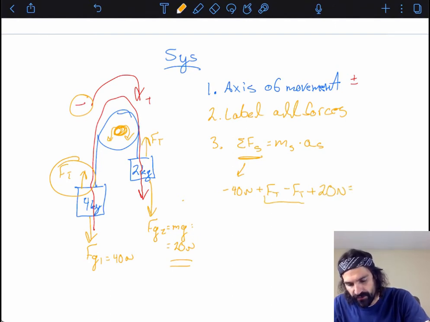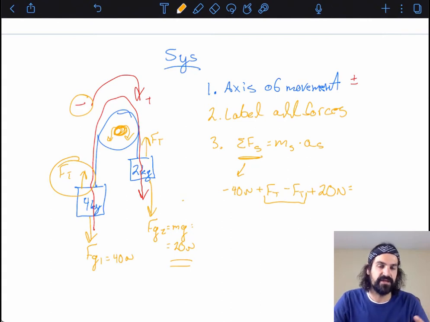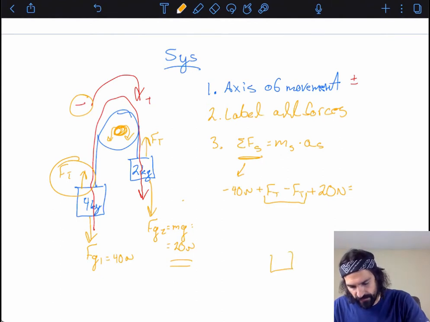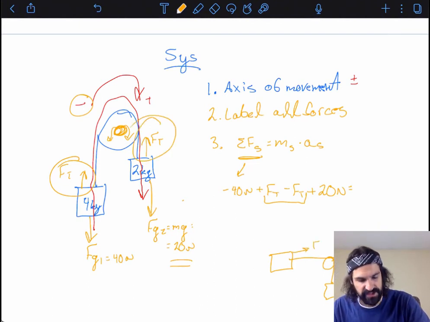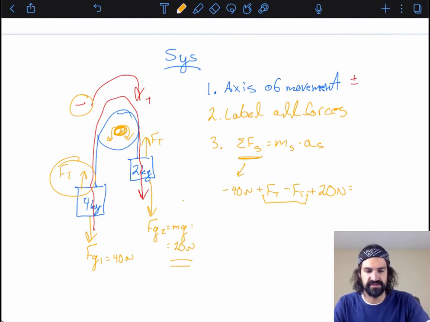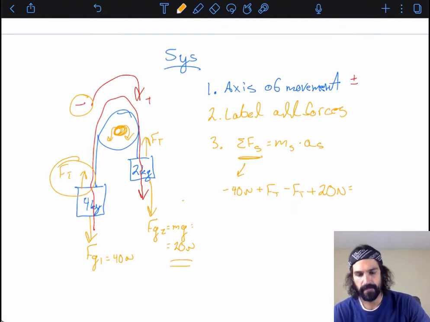Now, right here we have plus tension and negative tension. Number one, the tension in a rope is always the same. So if you have a block here over a pulley attached to a block, whatever this tension is going to be the same as this tension. Whatever this tension is going to be the same as this tension. They're always going to be the same. And that's the basis for this. But more importantly, they're internal forces.